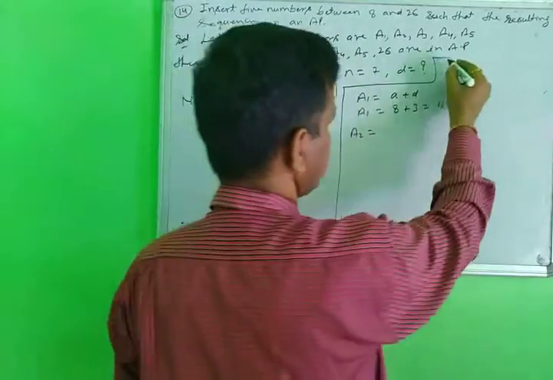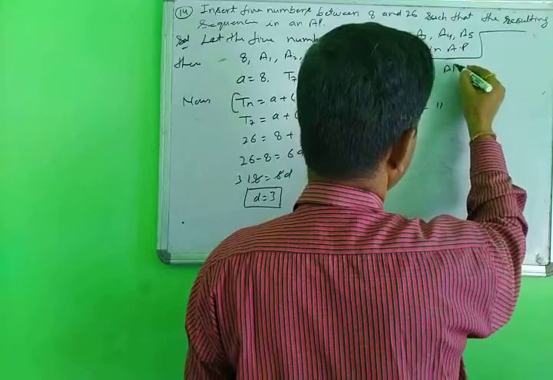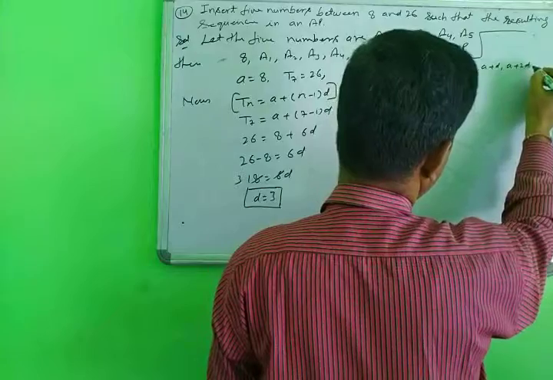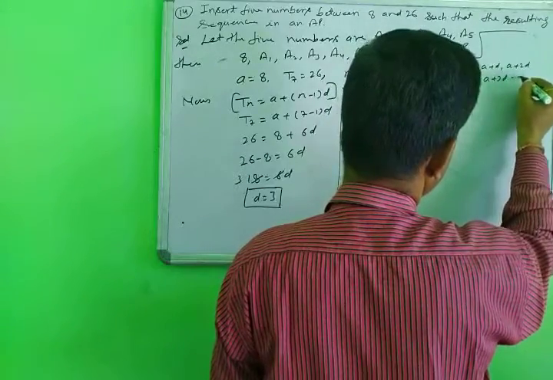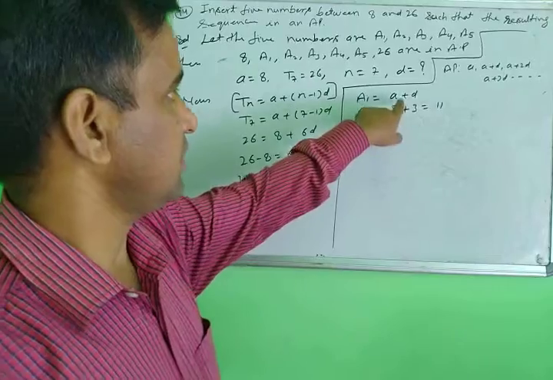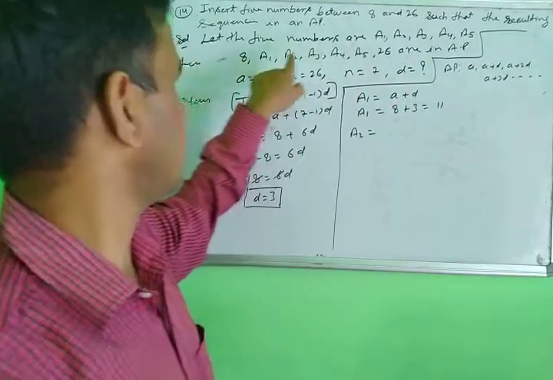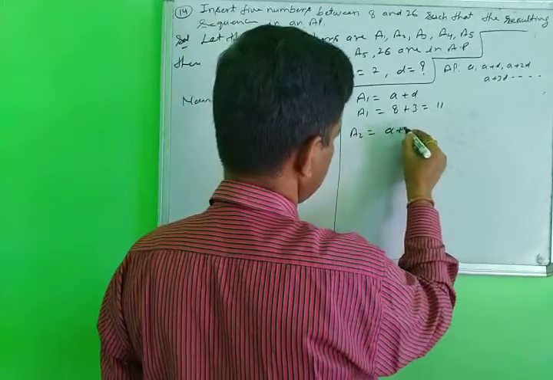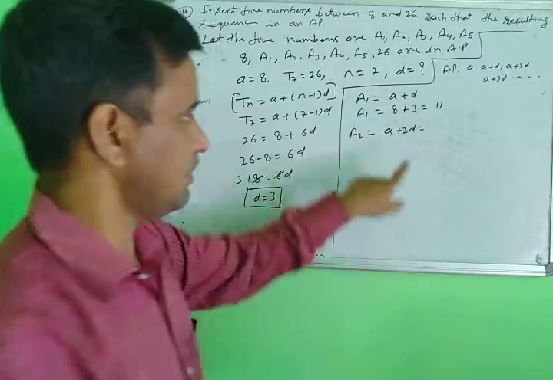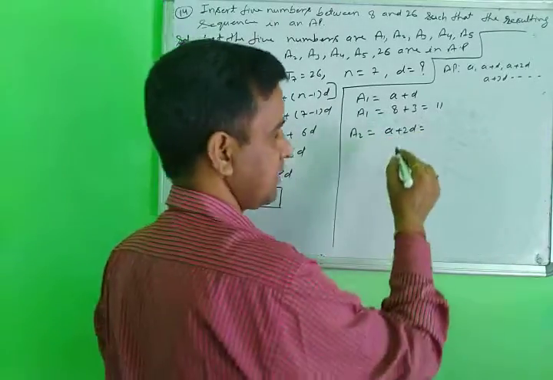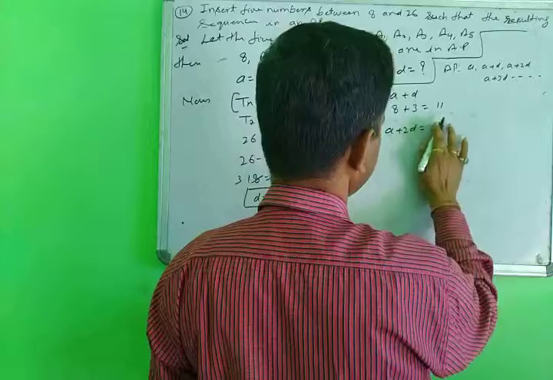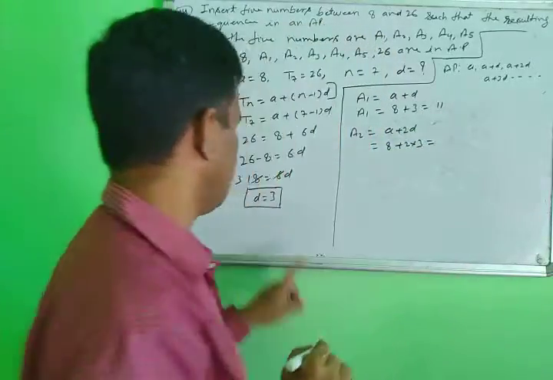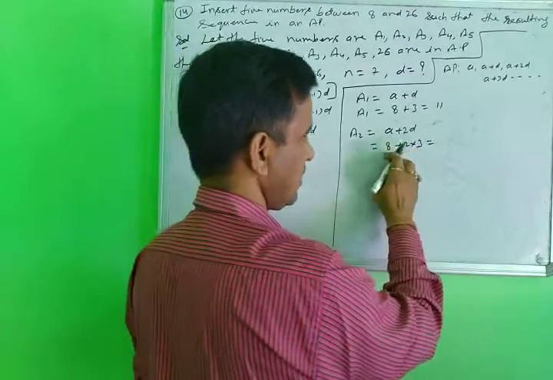What is the general term of the AP here? The general form is A, A plus D, A plus 2D, A plus 3D, and so on. This is the general form. So this is the first term, A is the first number here, the second is A plus D, the third is A plus 2D. Putting the value of A and D here, what result comes? 8 plus 2 into 3. 2 times 3 is 6, and 8 plus 6 is 14.